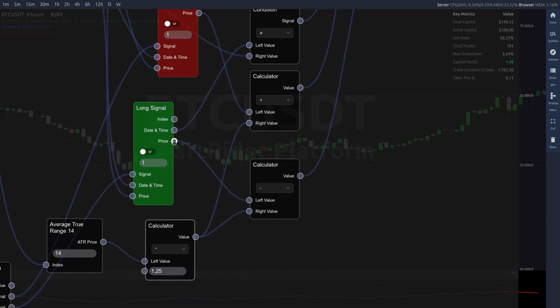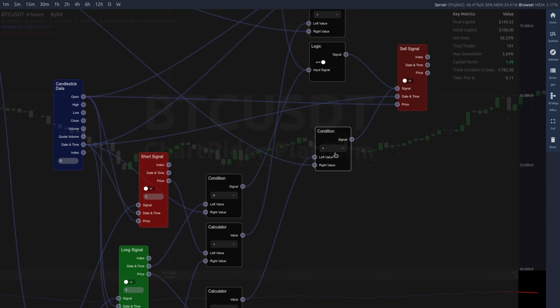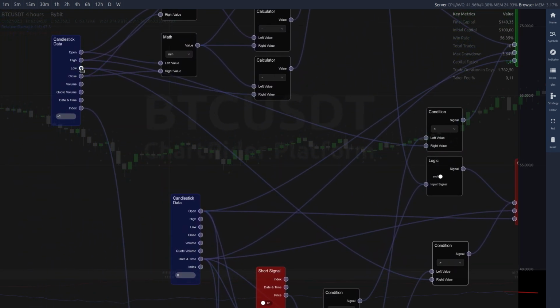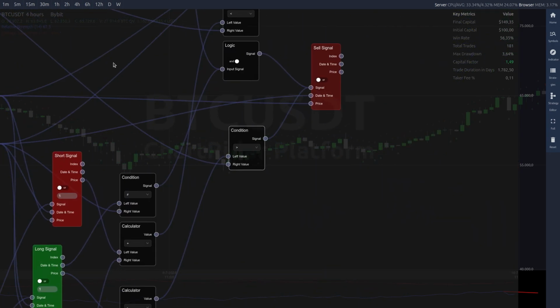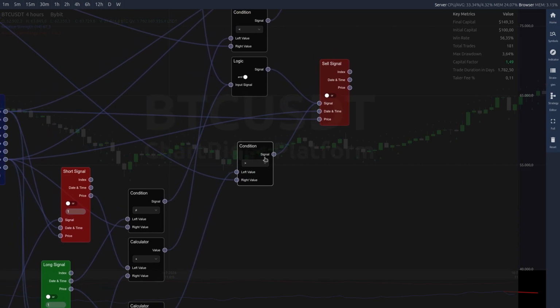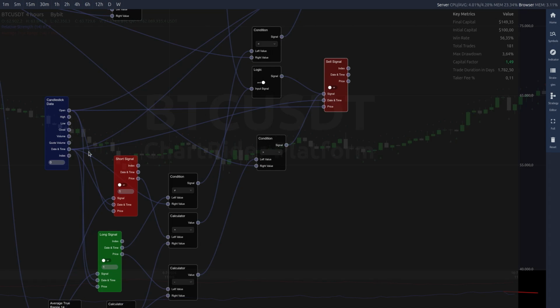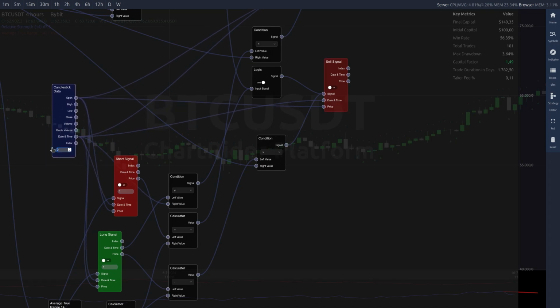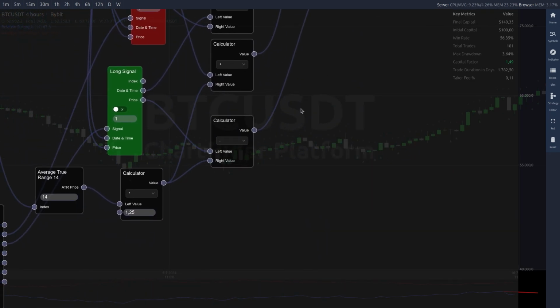And then I'm subtracting from the last long signal price the ATR value multiplied, and I give the value to a condition node where I compare it with the low of the candle -1. I'll come back to why I chose -1 in a couple of moments. When the signal is true, it gives a sell signal at 0, the current candle. 0 is always the current candle, -1 is one candle back. So this is basically what I did.